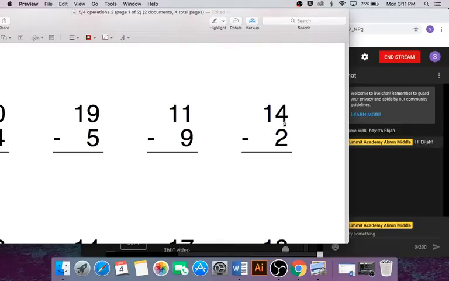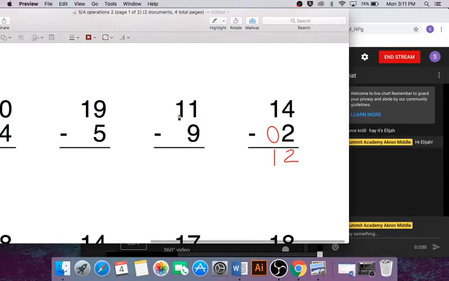Our next problem, we have 14 minus 2. Start over here with 4 minus 2, which is 2. A 0 for a place value, and we have 1 minus 0 is 1. So our answer is 12.